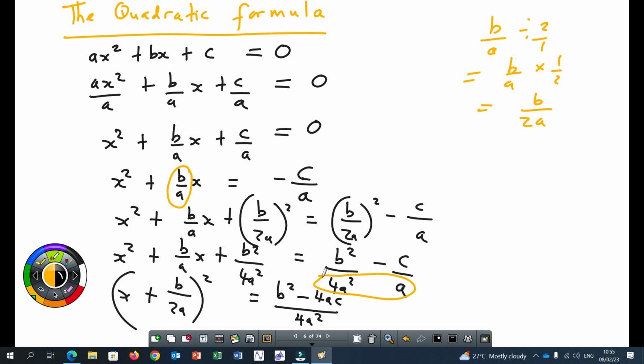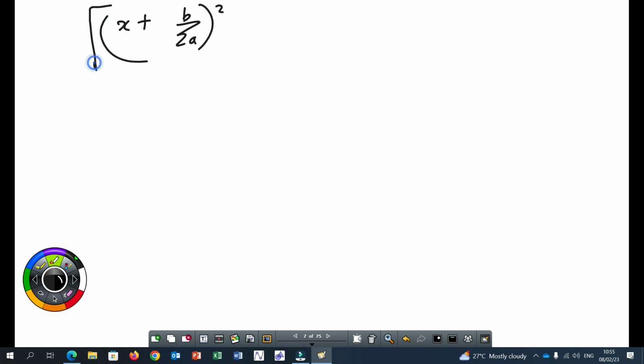Alright. Then, I have to go to the next page. Then let's take square root on both sides. So we get x plus b over 2a all squared. We take the square root of that. This will be equal to, just need to check that I don't write it incorrectly. So we have got b squared minus 4ac all over 4a squared. Then we take that square root.